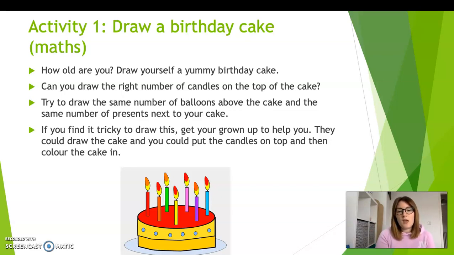That would be great. If you find it a bit tricky to draw this, that's absolutely fine. Doesn't matter. We're all learning. I want you to get your grown-up to help you. So maybe your grown-up could draw the cake and you could put some lines on it for the candles. Or your grown-up can draw the balloons or the presents, and you can have a go at colouring in them and counting them. So don't worry if you can't draw it all, that's absolutely fine. We're all at different stages, so we can't all do everything, but we're all learning, so that's important. So don't worry if you need to get your grown-up to help you. So that's activity number 1.